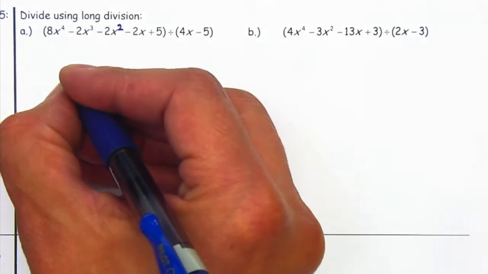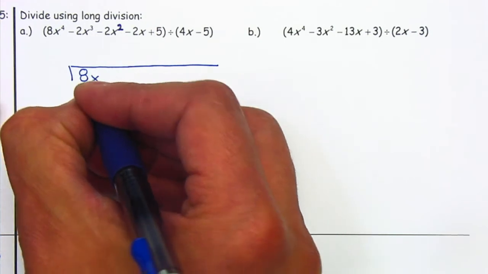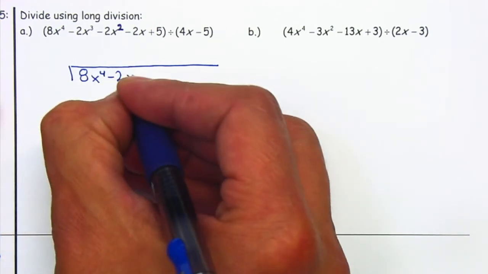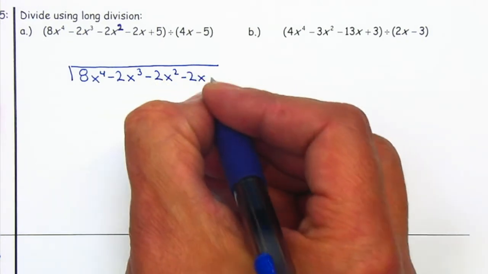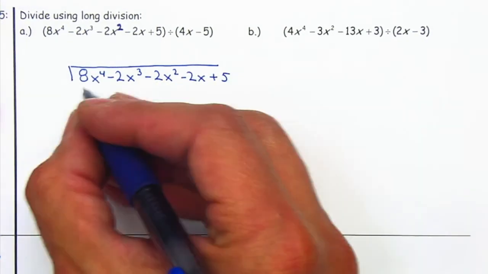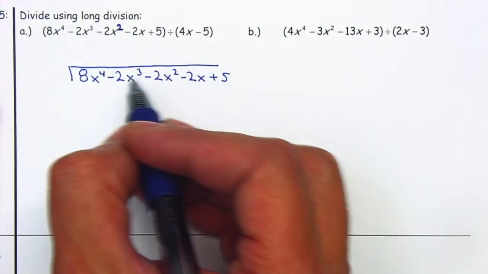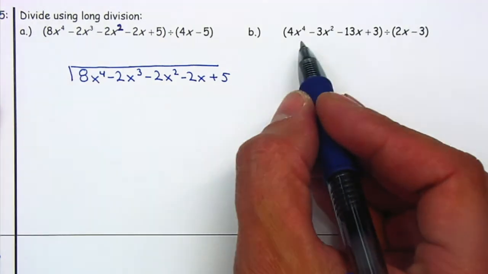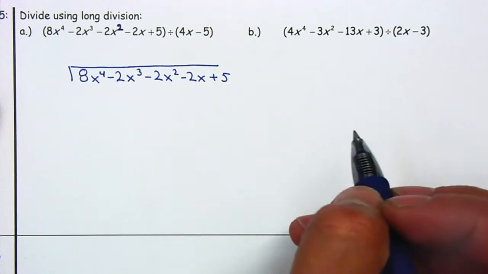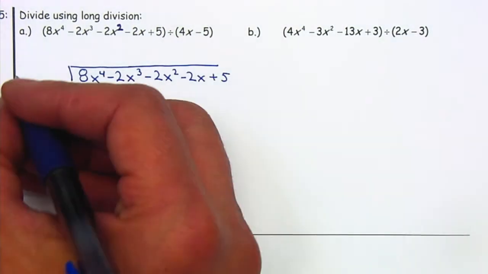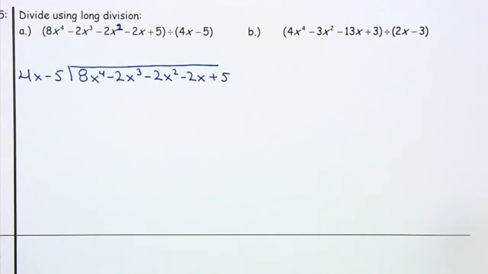I'm going to go ahead and write it down. We have 8x to the fourth minus 2x to the third minus 2x squared minus 2x plus 5. And I know it seems like a long process. If you notice, I'm not missing any exponents, so I didn't have to fill anything in. If you notice on this letter B, you are missing an x to the third, so you're going to have to place a 0x to the third. For now, we're going to place the 4x minus 5 outside. And we're going to start the process.